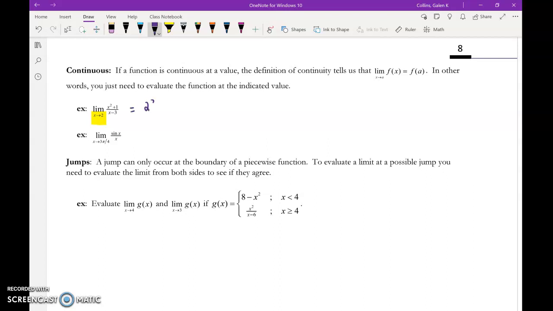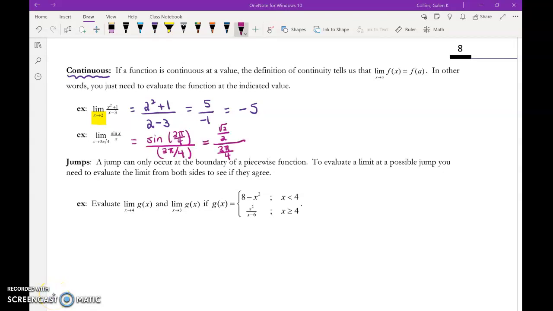So I get 2 squared plus 1 over 2 minus 3. So that is, let's see, 4 plus 1, so 5 over negative 1, and we get the number negative 5. So when we plug 2 into our function and we get the output negative 5, when we're evaluating the limit, that's how we know that our function is continuous. So negative 5 is the evaluation of the limit as x approaches 2. All right, try the next one, pause the video, and then resume after you've tried it.